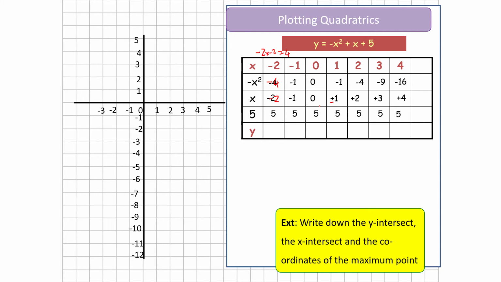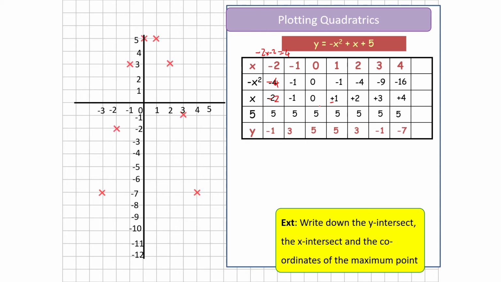Now, can you work out the y? This practices your negative numbers. And this is the only place you'll go wrong. I'm going to pause the video. I'm going to show the answers now. Well done if you've got that. And then plotting is the easy part.